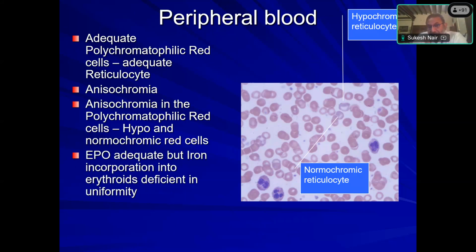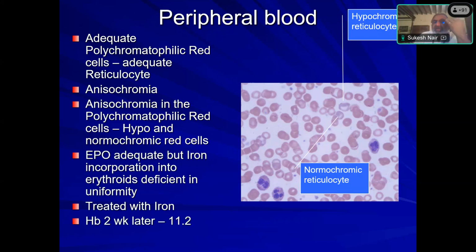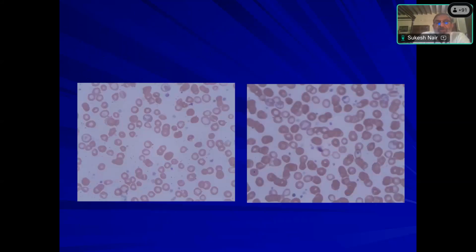Of course, because he had orthopnea and ischemic heart disease, he was given a blood transfusion, but in 2 weeks his hemoglobin was 11.2. So if you see a patient with anemia of chronic disease, look at the reticulocyte count first, then look at anisochromia, and then decide whether you want to give the patient only iron or you want to give erythropoietin.